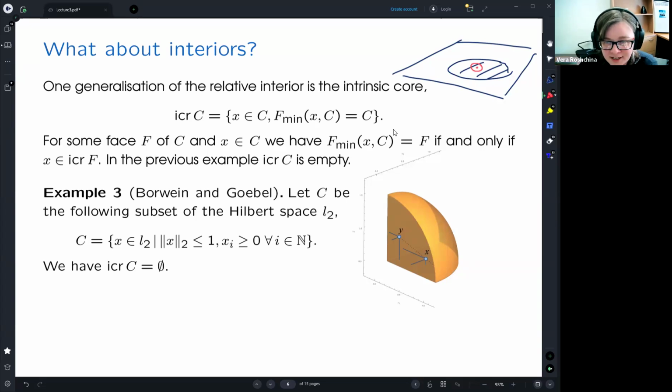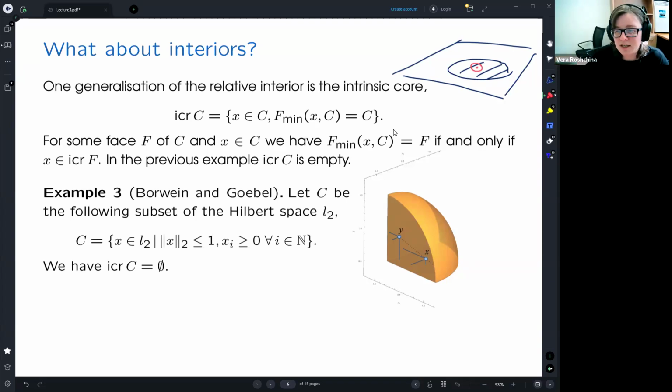This definition coincides with the definition of the relative interior, but not with the other equivalent definitions of relative interior. And immediately we hit a problem. The problem is that intrinsic cores can be empty. Remember, in infinite dimensions, working with relative interiors and minimal faces is really convenient and useful because those things are always non-empty. You always have an interior point in your set. You can check later constraints, constraint qualifications and things like this because you know what the interior is.